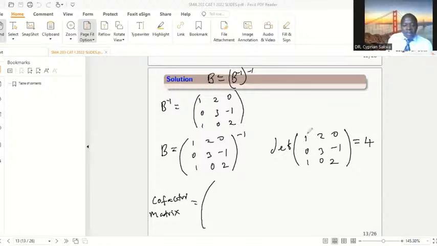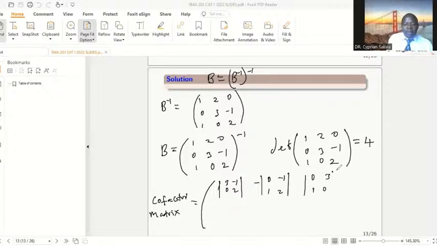Now for the first line, the cofactor of the first element: delete its row and its column, I have 3, negative 1, and 0, 2, so the determinant of this. Then the second element will have a negative sign. Delete the row and the column of the second element, you have 0, negative 1, and 1, 2. And then the third element here is 0, the sign will be positive. Delete its row and its column, you have 0, 3, and 1, 0.